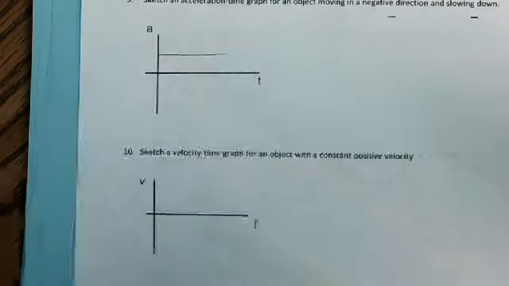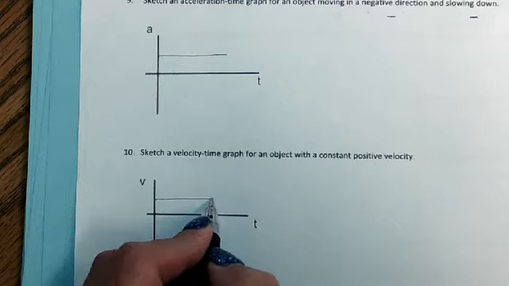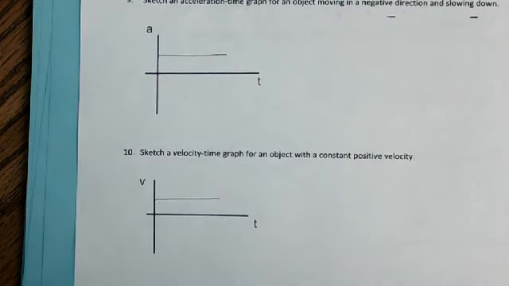Okay, last one. Sketch a velocity time graph for an object with a constant positive velocity. It doesn't get easier than that. Constant positive.